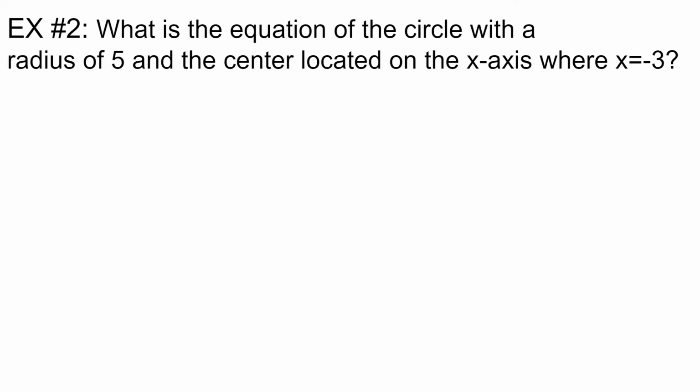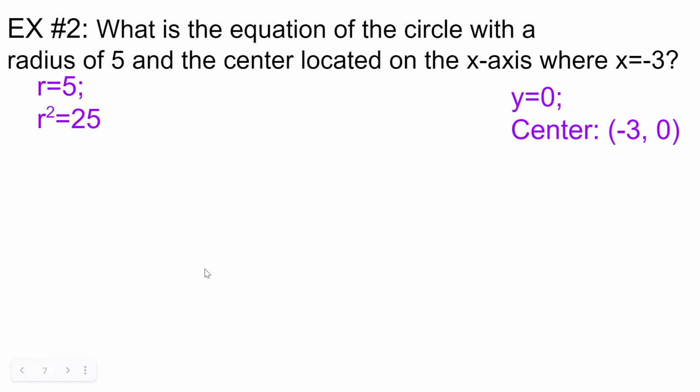Example 2: what is the equation of the circle with a radius of 5 and the center located on the x-axis where x equals -3? We'll again identify our important information. The radius is 5, and if the center is located on the x-axis, we know our y value is 0. And we know that our x is -3, so our center is at (-3, 0).